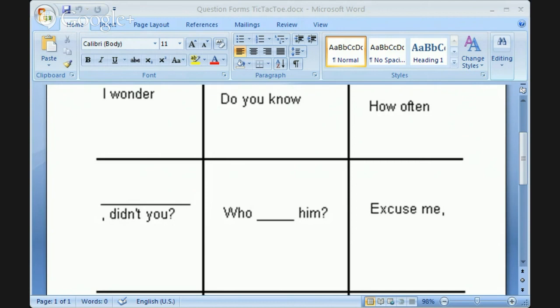Okay, Daniel, who blank him? Who is chasing him? Okay, continuous tense there. Who is chasing him? I have no idea. Give yourself an X.